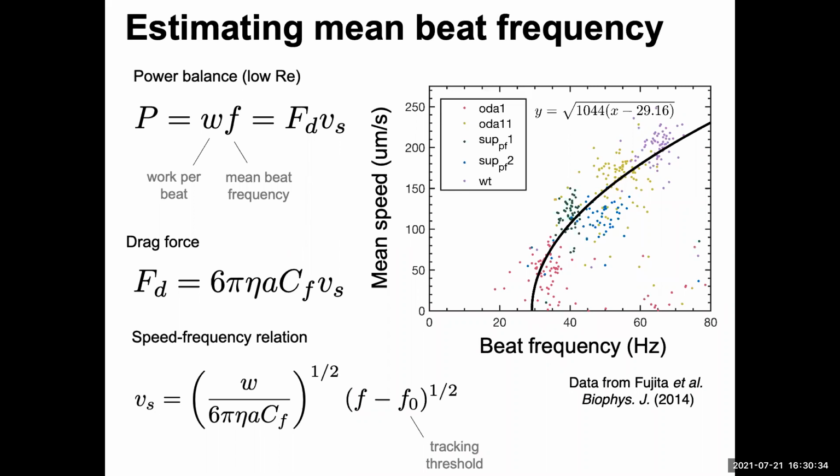Then a Japanese group, Fujita et al., measured the mean swimming speed as a function of beat frequency by using different mutants of Chlamydomonas, which beat at slightly different frequencies. So it's possible to obtain a relation between the swimming speed and the beat frequency, where the swimming speed doesn't go to zero as the frequency goes to zero because of limitations due to the tracking that these measurements were carried out with.